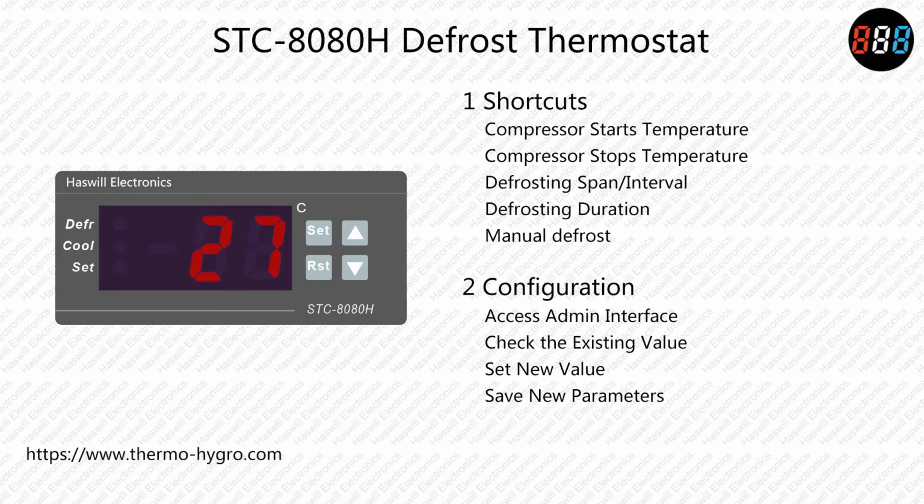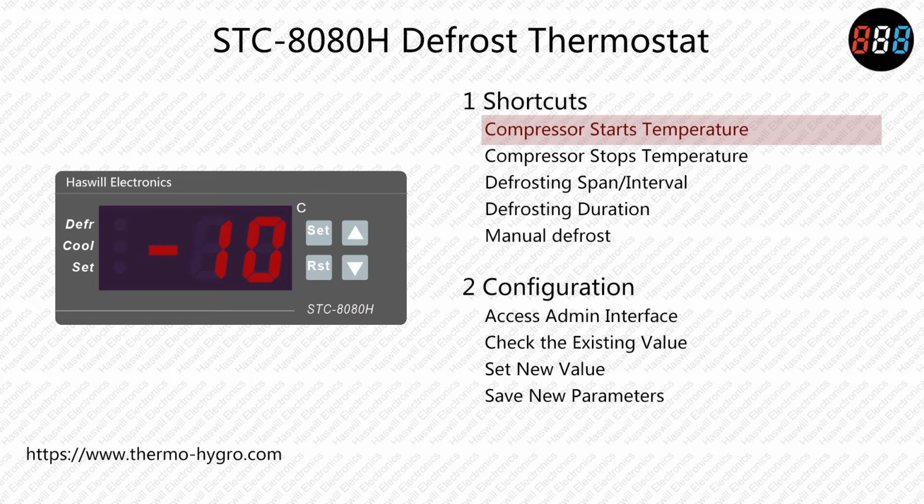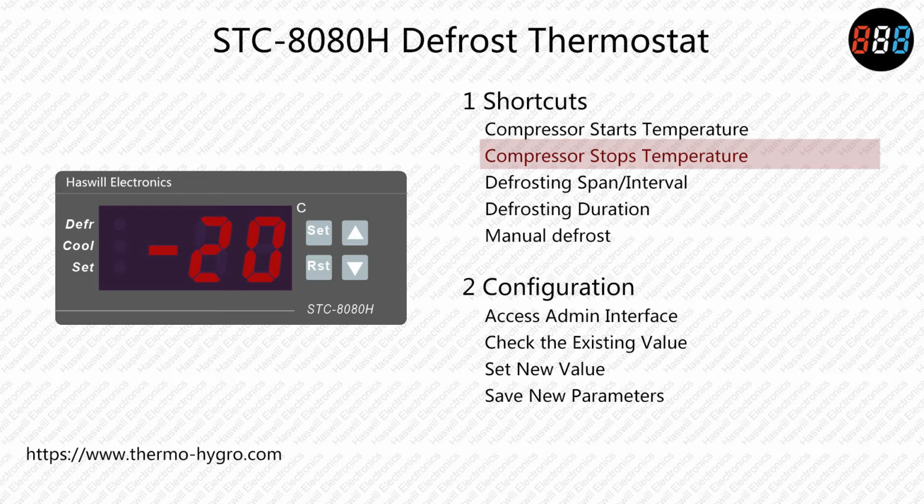Let's see the 5 shortcut keys. Press the up button to check the compressor's start temperature. It will return to normal status without operating in 3 seconds. Press the down button to check the compressor stop temperature.